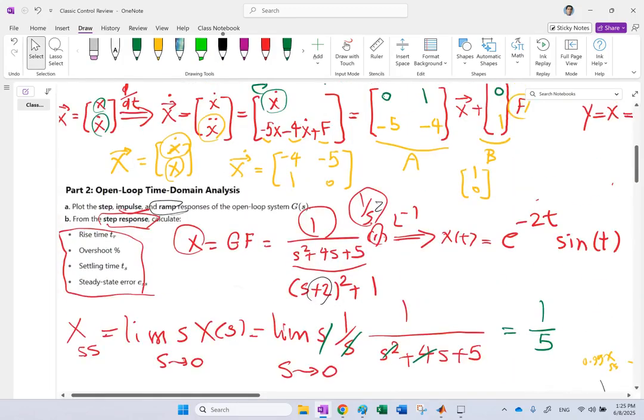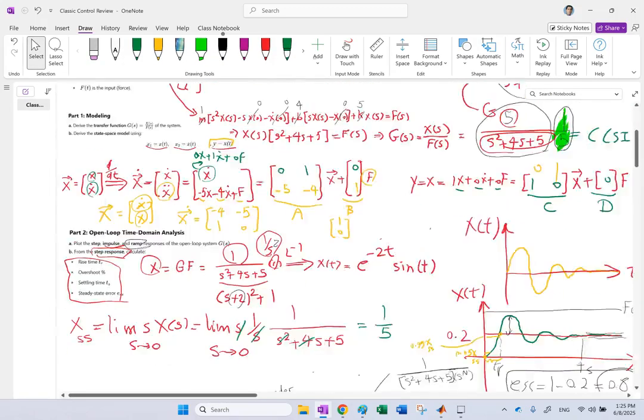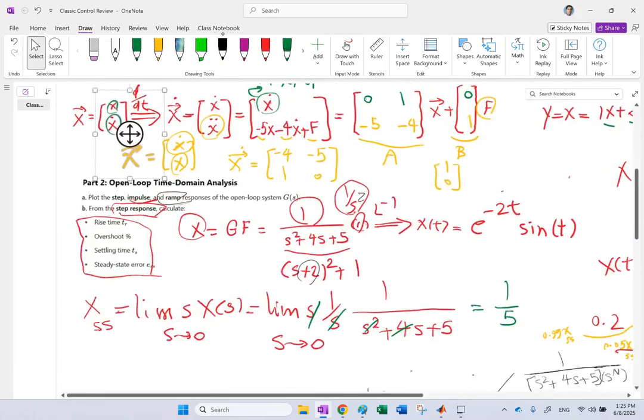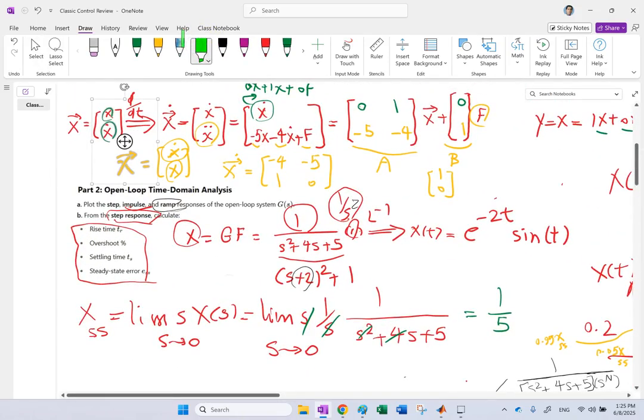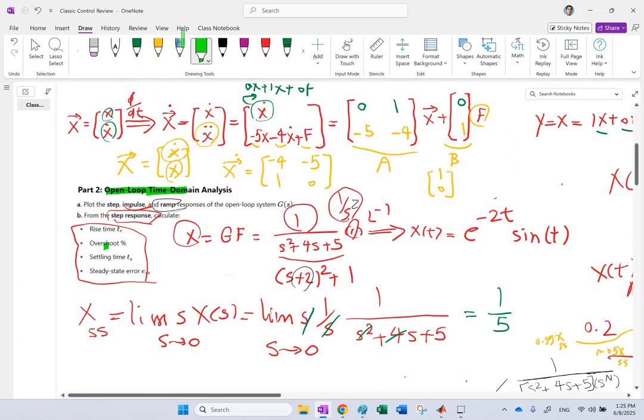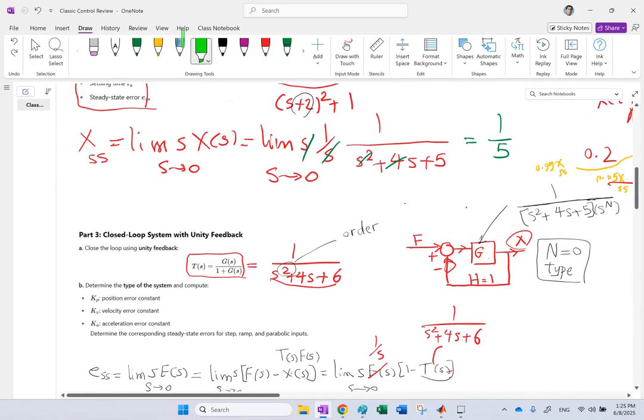Now you might say, why didn't you use that up here when you calculated this error? Because back then my system was open loop. Now my system is closed loop, so I have to use the closed loop transfer function. Okay, now I brought in a feedback and I closed the loop in this system. So I have to use the closed loop transfer function.